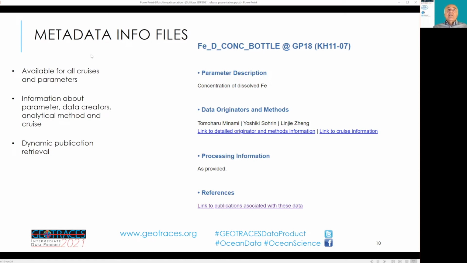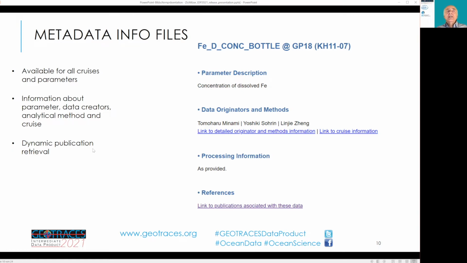In addition to the actual data, we have put a lot of energy into gathering and maintaining metadata. These are combined in so-called info files. Info files exist for all available cruises and parameters. They include information about the parameter itself, about the creators of the data, about the analytical methods, and about the cruise operation. They also include publication information and allow you to retrieve publications in a dynamic way.